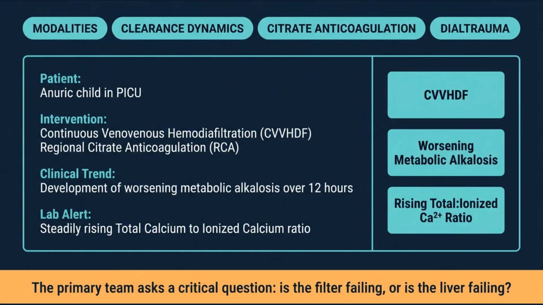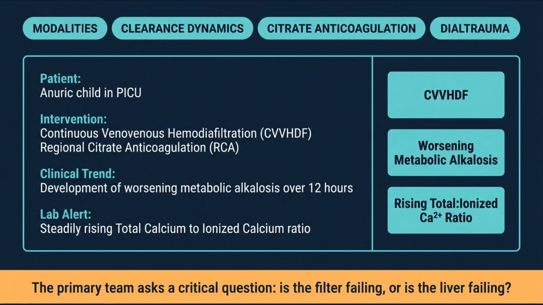An anuric child in the pediatric intensive care unit is on continuous venovenous hemodiafiltration, or CVV-HDF. The circuit uses regional citrate anticoagulation to prevent filter clotting. Over the last 12 hours, the patient has developed worsening metabolic alkalosis. Simultaneously, the laboratory reports a steadily rising total calcium to ionized calcium ratio. The primary team turns to you, the nephrology fellow, and asks a critical question. Is the filter failing, or is the liver failing?